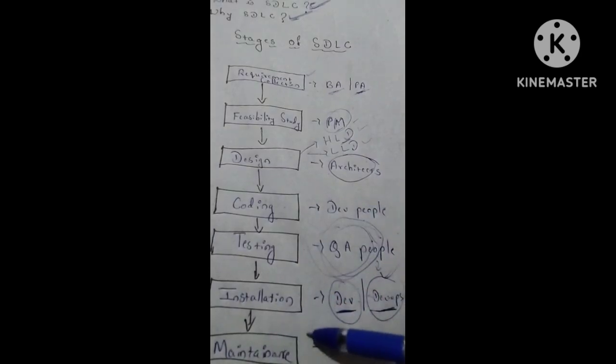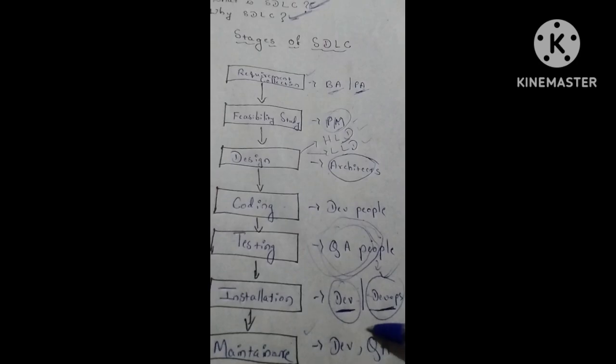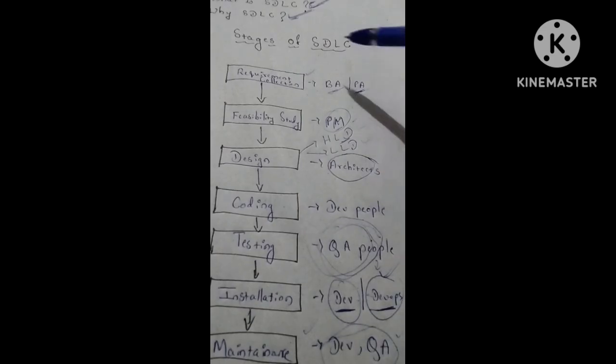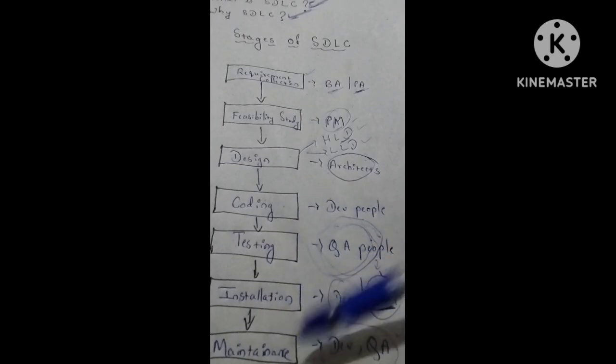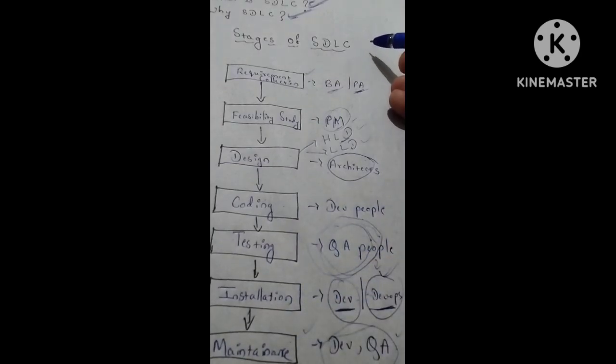The last one is maintenance. Maintenance is when the project is already developed, and under the contract between the client and the company, developers and QA will support that particular software or product, so that any minor or major changes in between can be handled. So this is maintenance. Like this, the different stages of SDLC happen. It is very simple: requirement collection, feasibility study, design, coding, testing, installation, and maintenance. This is very important from the perspective of the interview.